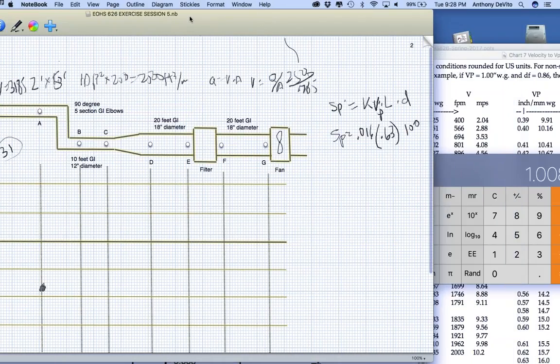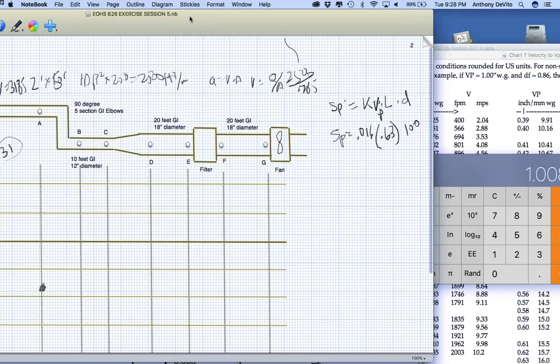We got that by saying the static pressure is equal to the K for that particular kind of pipe times the velocity pressure times the length of the pipe. Well, for galvanized iron pipe, it's 0.016. We looked that up on chart 5, right? Because it depends on the velocity and the kind of duct size. 0.016. The velocity pressure is 0.63. So that turns out to be 0.01.